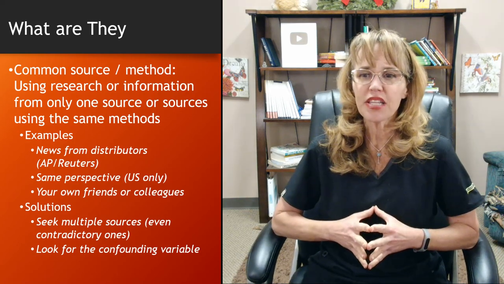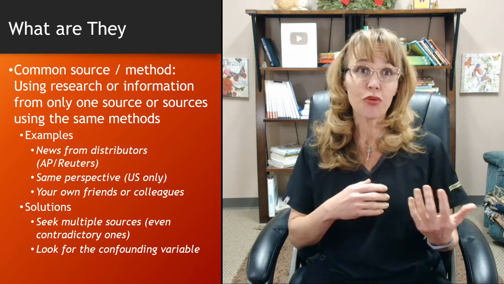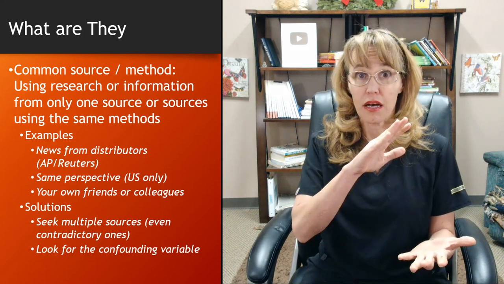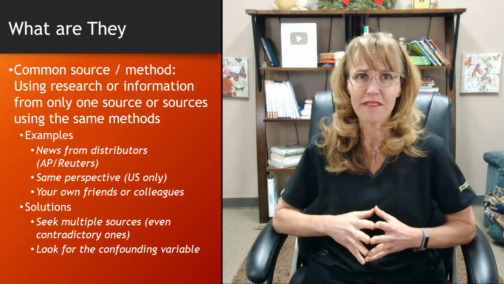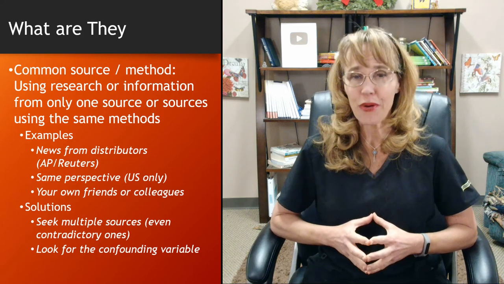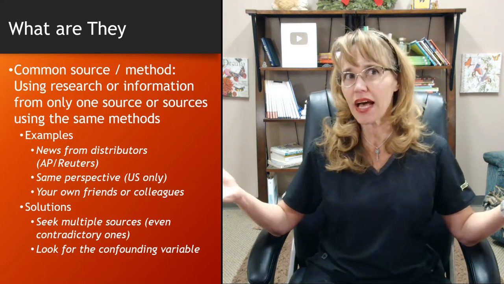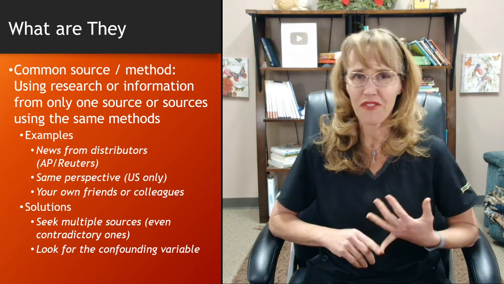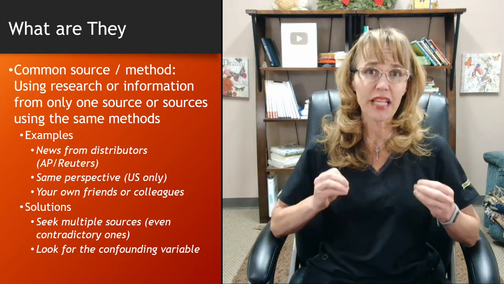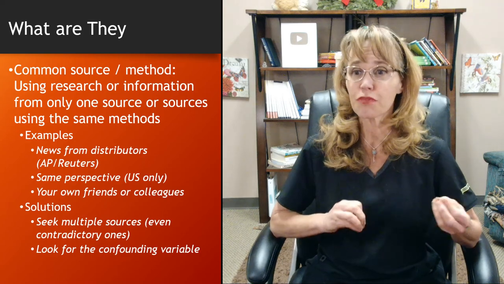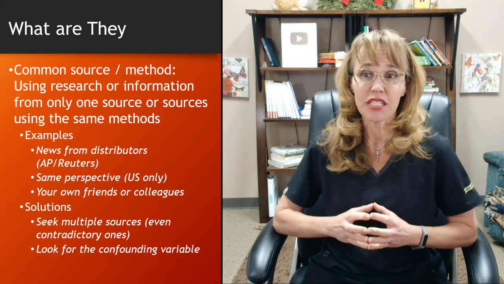You may be using information that is gotten from the same perspective, for example, the US only. So people who only get their information from researchers in the U.S. or from news sources in the U.S. may be missing big perspectives. When I look at treatment protocols and how to address particular mental health issues, yes, of course, I look at what the U.S. National Institute of Mental Health, for example, says on it. But I also look at other countries and what their best practices are for treating this particular issue, because I want multiple perspectives to inform my decision.